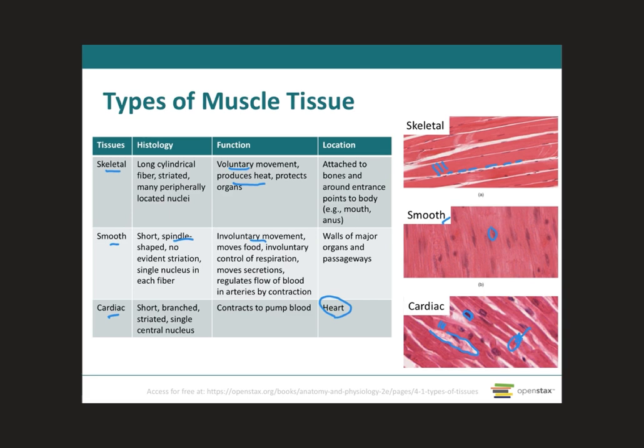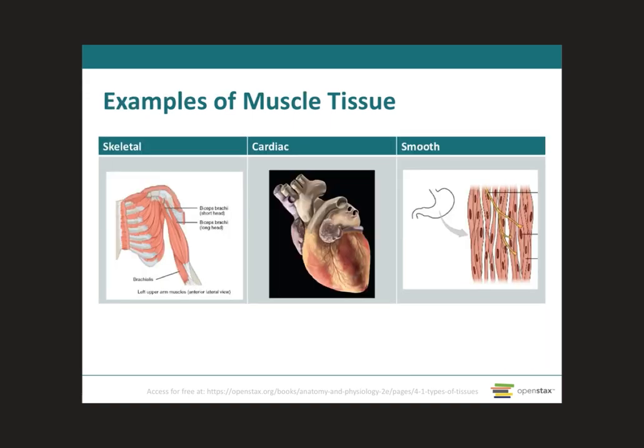The function of the cardiac muscle is to pump blood through the body, and this is under involuntary control, meaning that we don't have to think about the blood pumping through the heart. So that's great, right? Here are examples of each of the muscle tissues.